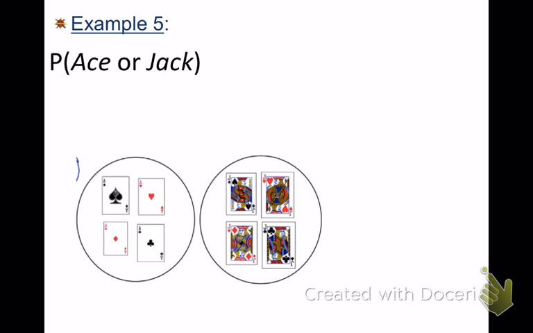All right, so what is the probability of us grabbing an ace or a jack? In this case, these are mutually exclusive because you're either going to have an ace card or a jack card. There's no card that has an ace and a jack on it. So these are mutually exclusive. So here we would just say, how many aces are there? There are 4 out of 52. How many jacks are there?